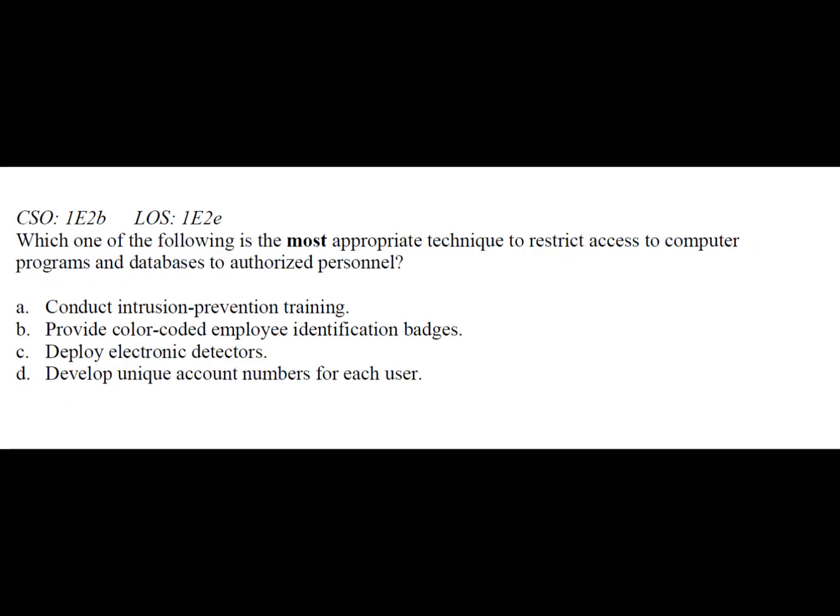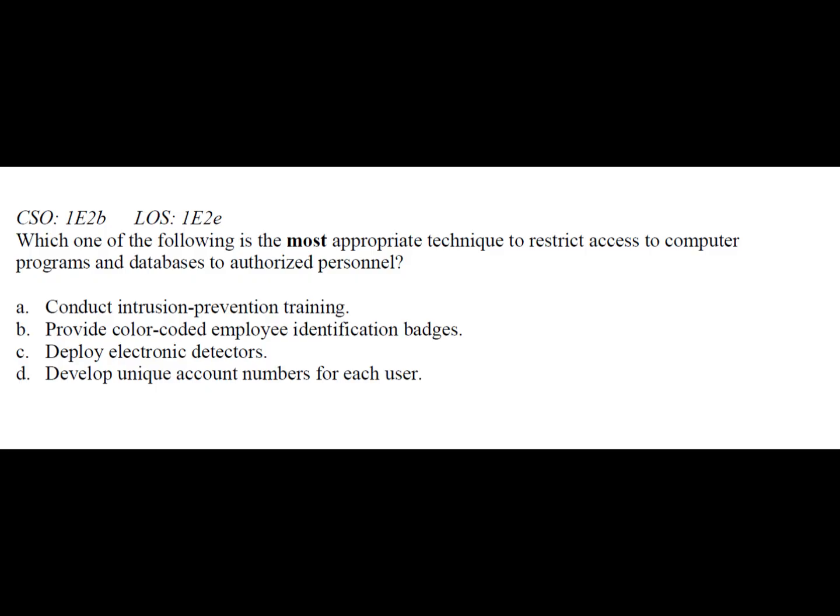This question tests knowledge of access controls in information systems, an important component of internal control and information security. Organizations must protect computer programs and databases from unauthorized access to preserve the confidentiality, integrity, and availability of data. Effective logical access controls ensure that only approved users can access system resources based on their assigned responsibilities. The question asks for the most appropriate technique to restrict access to authorized personnel. Students should distinguish between physical security controls, such as badges or electronic detectors, awareness controls, such as training, and logical access controls, such as user accounts and authentication mechanisms.